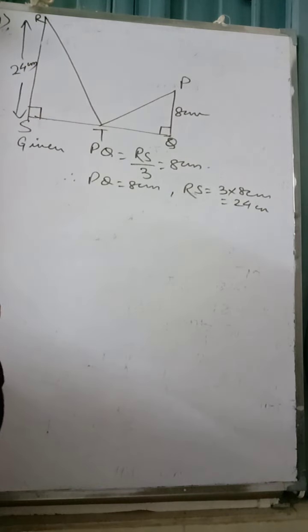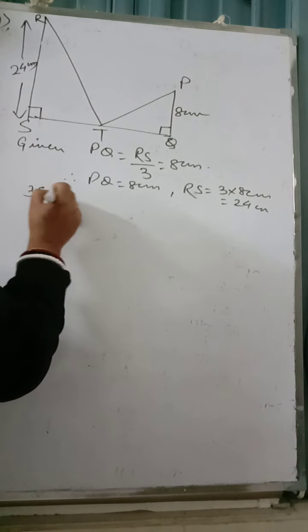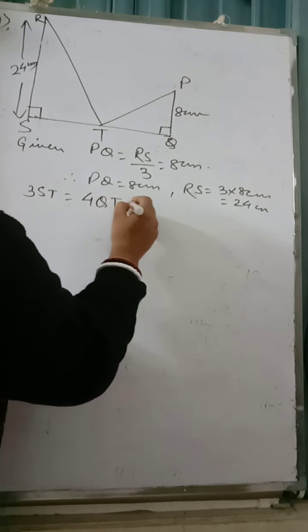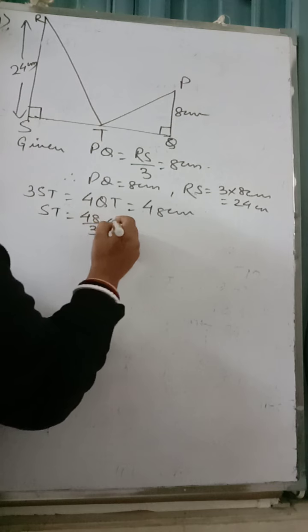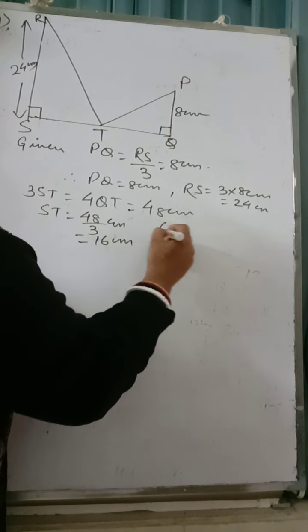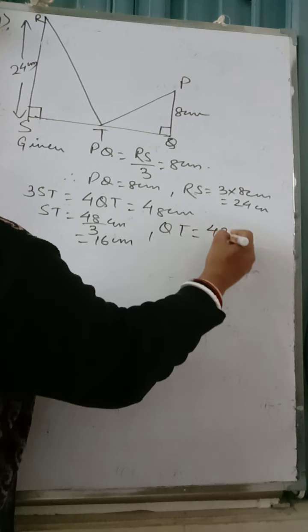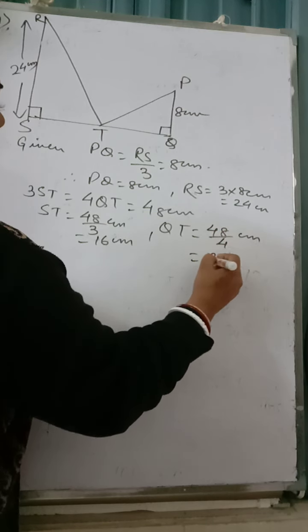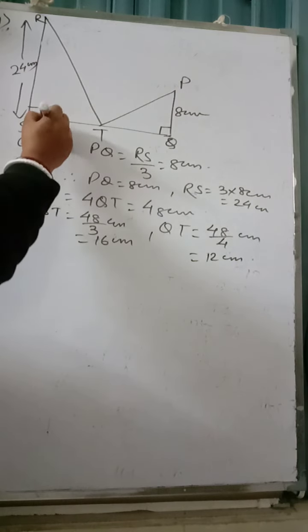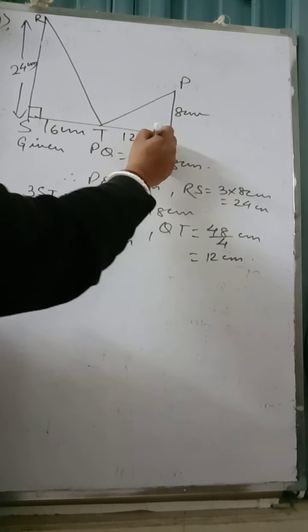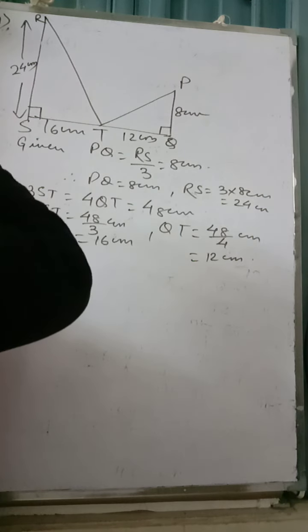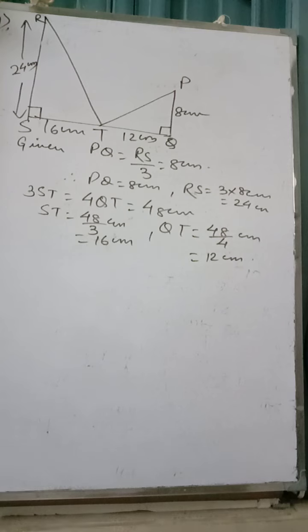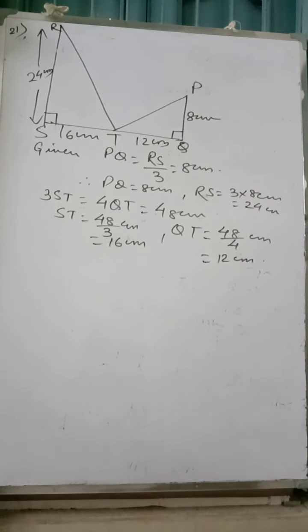Now this is found. Then second they have given 3 ST is equal to 4 QT is equal to 48 centimeter. So ST would be 48 by 3 centimeter, 16 centimeter, and QT will be 48 by 4 centimeter, 12 centimeter. Clear? Now this is 16 centimeter and this is 12 centimeter we have got. Now we have to get RT, TP and RP. So now first we are finding RT.